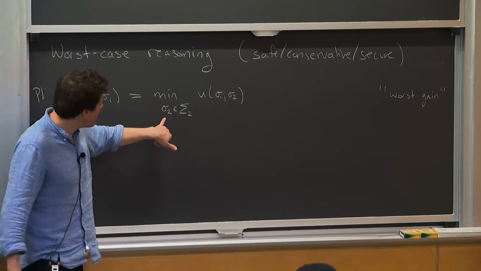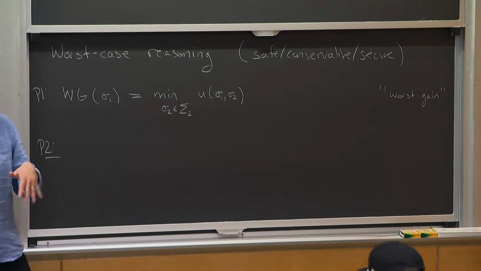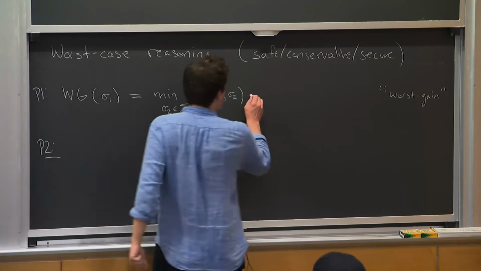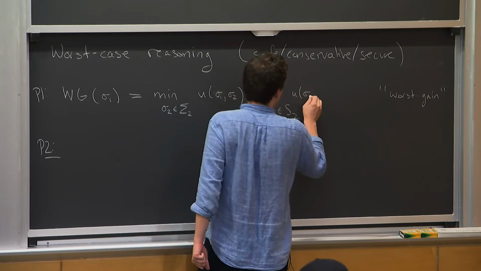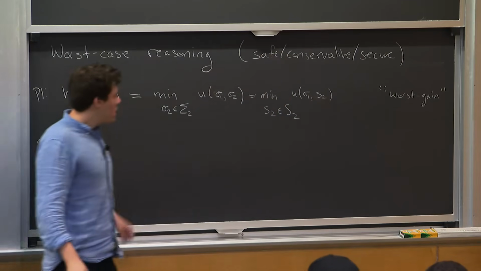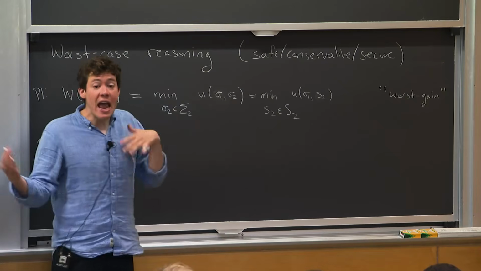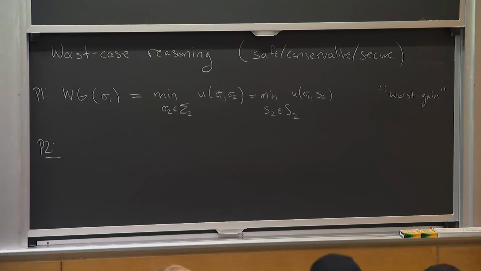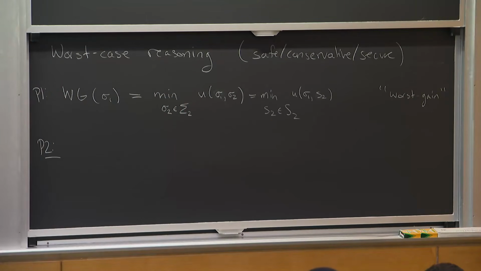One observation we often make here is that I don't actually have to minimize over all mixed strategies. If I just minimized over pure strategies, I'd get the same answer. So we could also write this as the min over s2 in S2 of u of sigma 1, s2. The reason is that my payoff from a mix, if my opponent plays a mixed strategy, is just an average over the payoffs I get if my opponent plays pure strategies. So the worst thing that can happen will always actually be a pure strategy, or there will be a pure strategy that's worst. And now let's do things symmetrically for player 2.